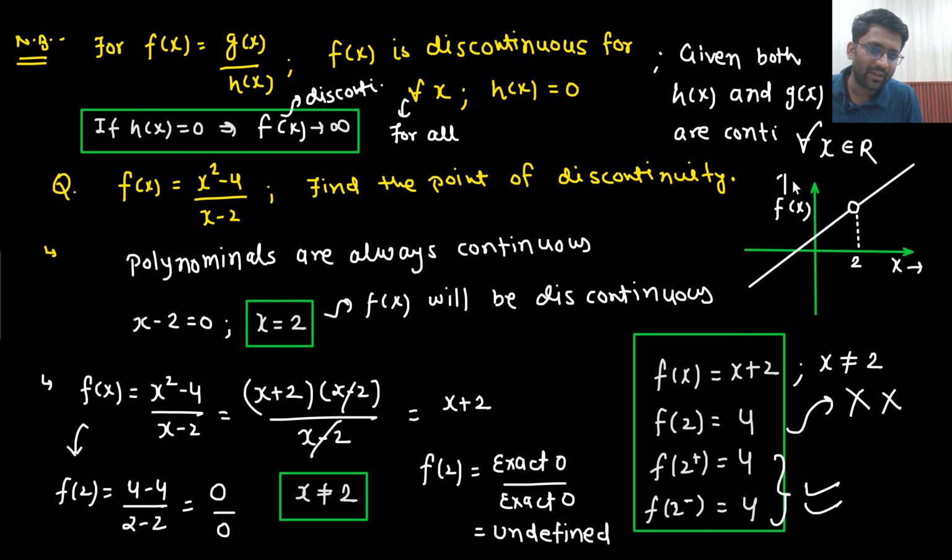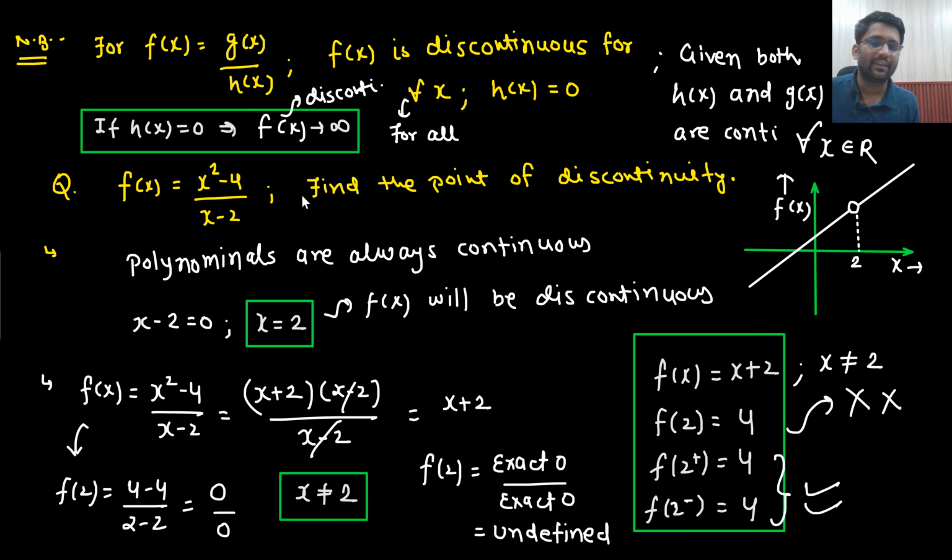You can draw in any simulating software. You can see the graph will look like this, but here at 2 there will be a bubble, because at 2 the value is not even defined. Someone would do this process, he will say the value will come out to be 4, absolutely baseless. f of 2 plus is 4, f of 2 minus is 4, but f of 2 is undefined. Yes, the graph will be x plus 2 only, for all the values, but not x equals 2.